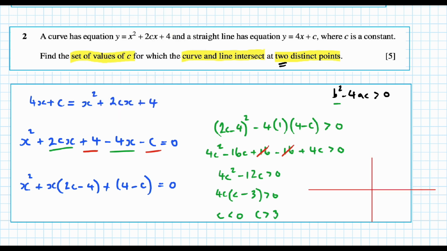And if you're not sure how that works, you can always think about where 0 is. So the set of values for this was c is less than 0 and c is greater than 3. So it's outside along that x-axis there.